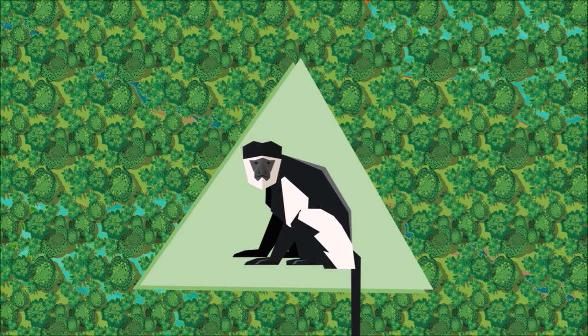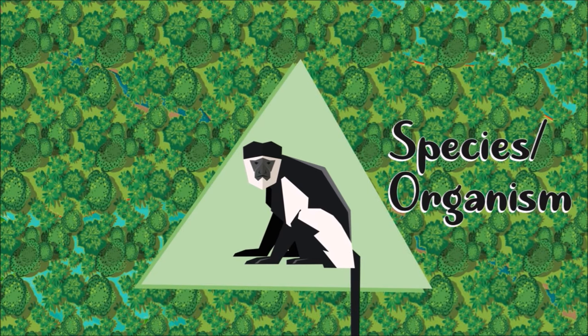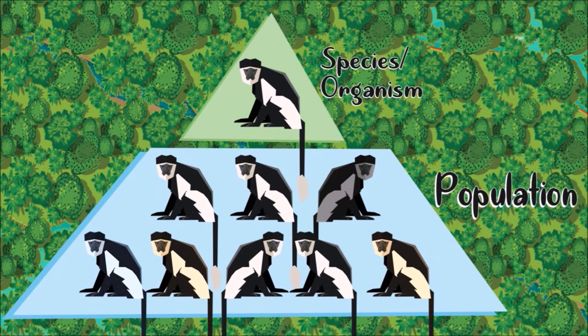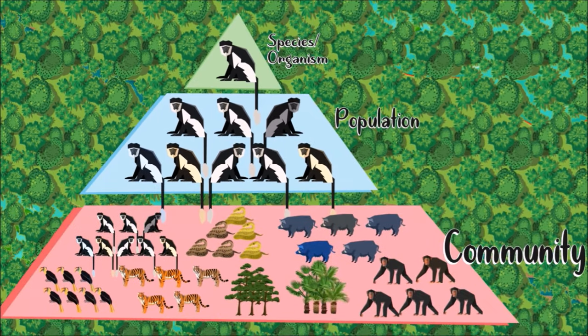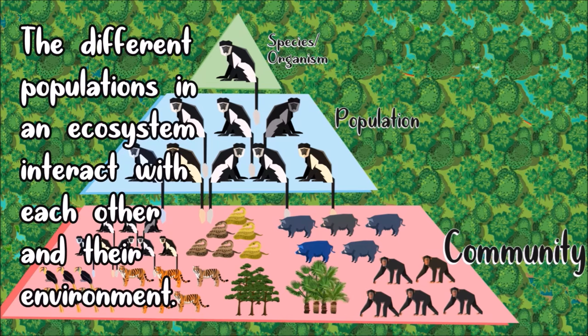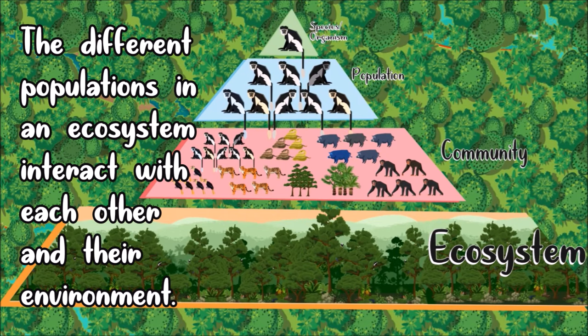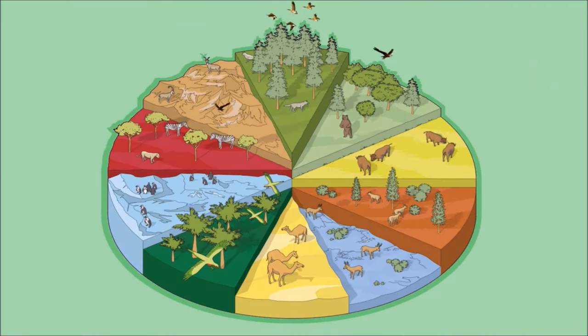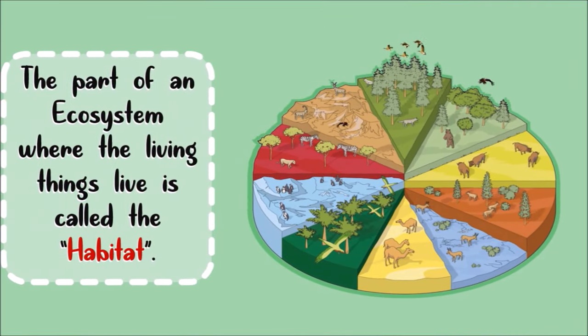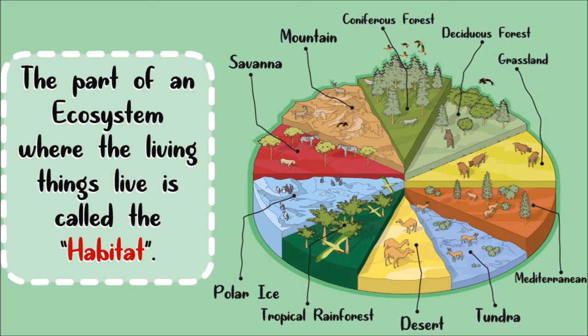The living part of an ecosystem consists of different species or organisms. Each species is a part of the ecosystem's population, and different populations make up a community. The different populations in an ecosystem interact with each other and their environment. The part of the ecosystem where the living things live is called the habitat.